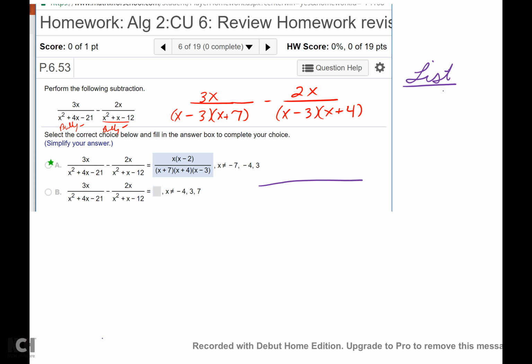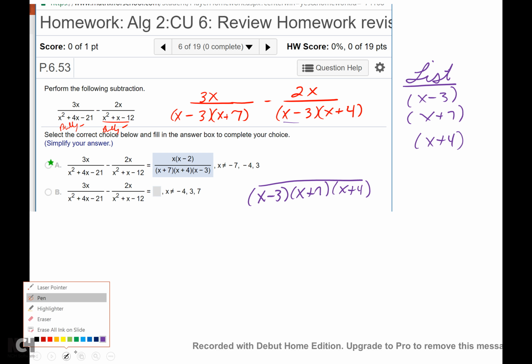So my list, Daddy, I want an x minus 3. Daddy, I want an x plus 7. Daddy, I want another x minus 3. He says, no, you already got one. And Daddy, I want an x plus 4. So that's what Barugula wants. She wants an x minus 3, an x plus 7, and an x plus 4.